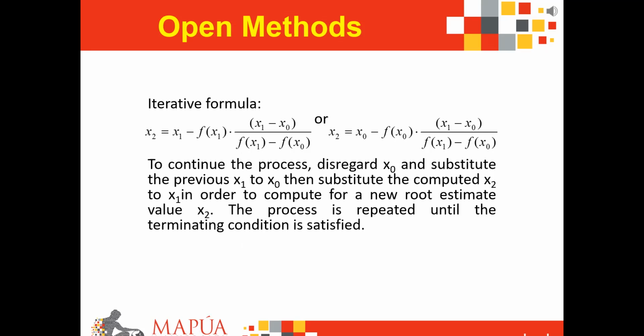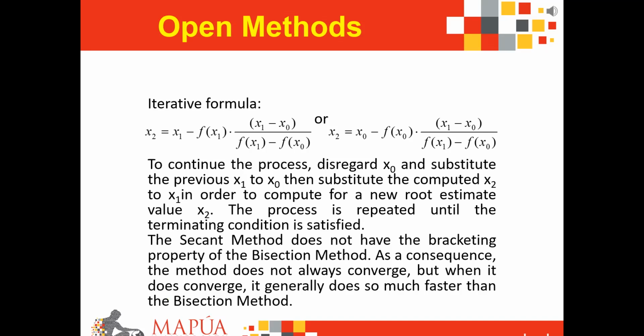And then the whole process continues by using this substitution process. You disregard x0, substitute your previous x1 to x0, and then substitute the computed x2 to x1 in order to compute a new root estimate x2. The process is repeated until the terminating condition is satisfied, which is usually based on either an absolute error criterion or a relative error criterion.